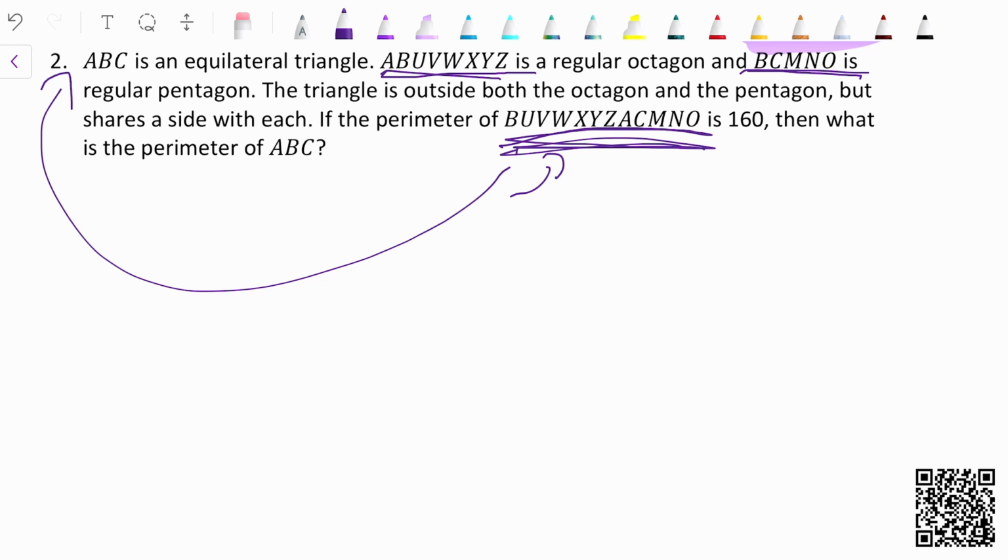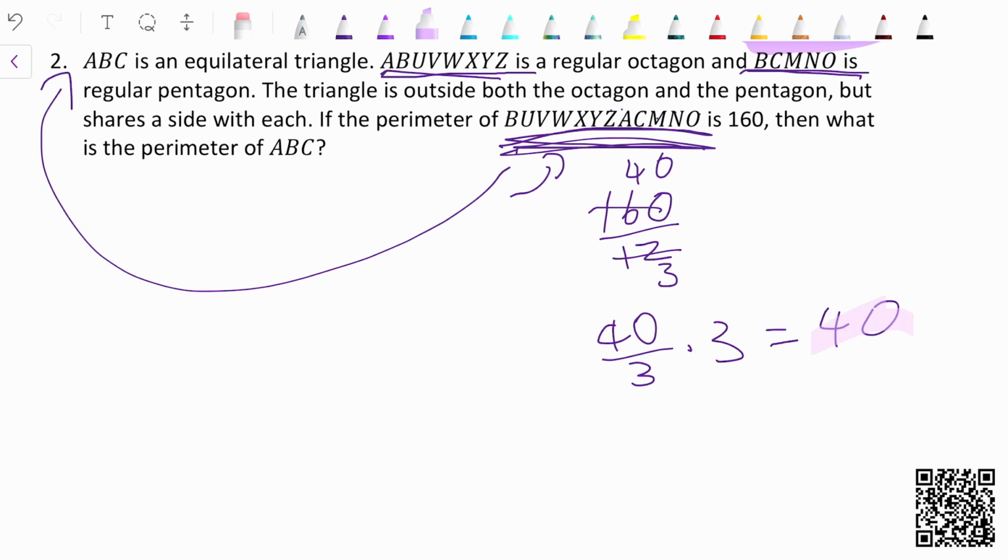Therefore, if we look at this and count how many sides our big shape has, we get 1, 2, 3, 4, 5, 6, 7, 8, 9, 10, 11, 12. That means that since each side is the same, we get 160 divided by 12. So dividing by 4, top and bottom, we'll get 40 over 3. And this is perfect, because our equilateral triangle has 3 sides, and each side is the same. Therefore, 40 over 3 times 3 for each side is then equivalent to just 40. Therefore, the perimeter of ABC is 40.